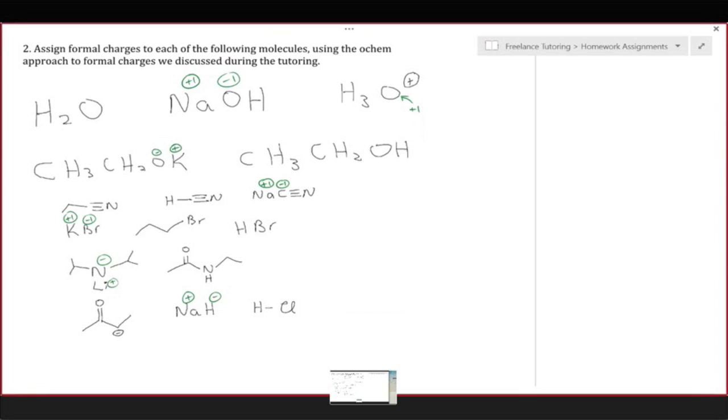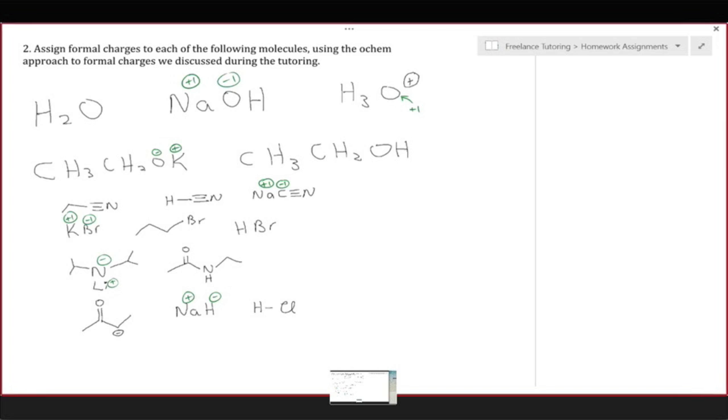So notice I tried to put some molecules that were similar but different. Notice there's a huge difference between being bonded to a hydrogen or a carbon or a sodium. If you're bonded to a hydrogen or a carbon, there's no particular reason to have a formal charge if that's not already drawn in.